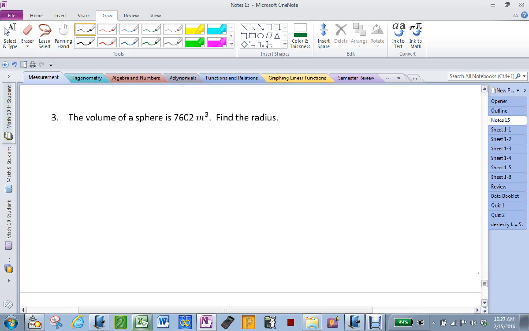When we've gone through all four, I'm going to shut up and let you go back and try to find the actual answers with numbers. Everyone cool? All right, volume of a sphere, 7,602.